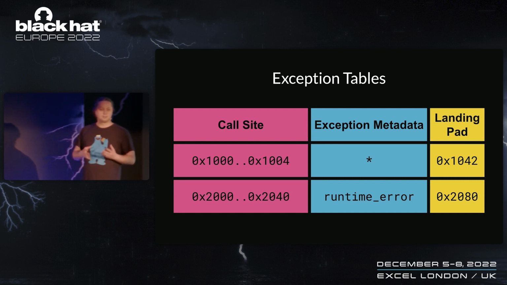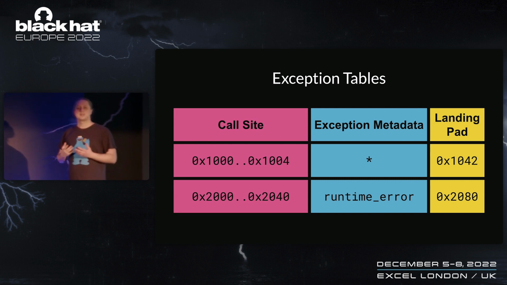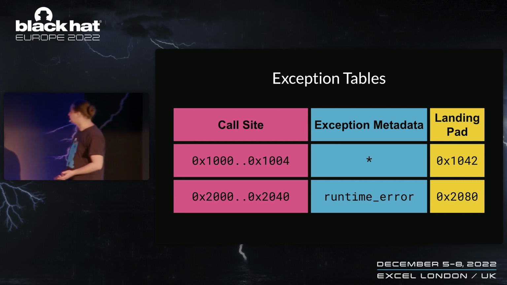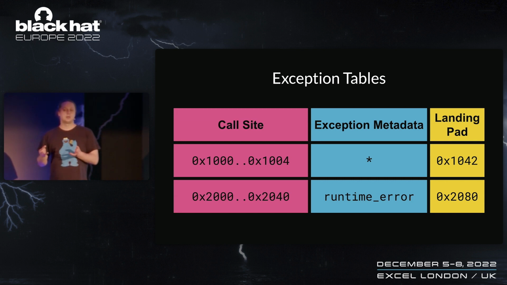So it does that by looking at that return address and comparing it to an exception table. Within this exception table, we have call site ranges, which roughly correspond to the try blocks. Then there's some metadata about which types of exceptions are handled. And then finally, there's a landing pad, or the handler that gets invoked for this specific call site range, this specific set of exceptions, and then that's where execution continues.